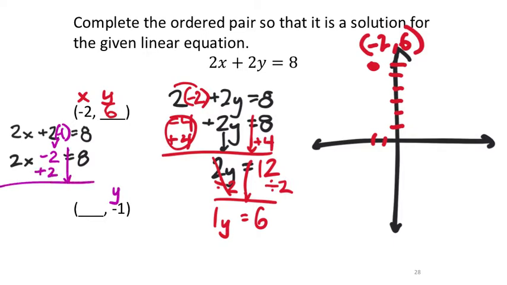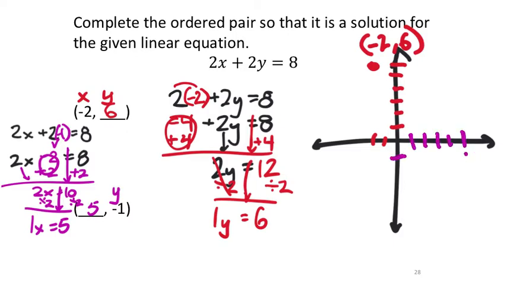So principles of equality now to solve. I'm going to add 2 to both sides to zero that out, drop my 2x, which equals 10. And then the last thing I want here is a 1x, so I'm going to divide both sides by 2. And 10 divided by 2 is 5, which makes this ordered pair 5, -1. So that's x value 5: 1, 2, 3, 4, 5, and then y value -1.